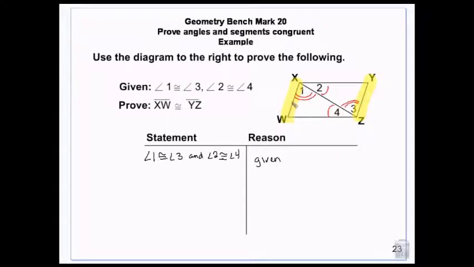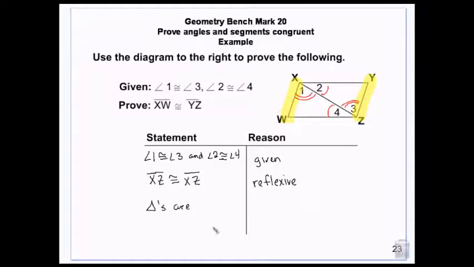Well, I can't do angle, angle, side because I'm trying to prove that the sides are the same. And I don't know anything about this side, so I can't do that. But I do know this side. And that's between the angles. So it's going to be angle, side, angle. So I know that XZ is the same as itself. And so I have the triangles are congruent.